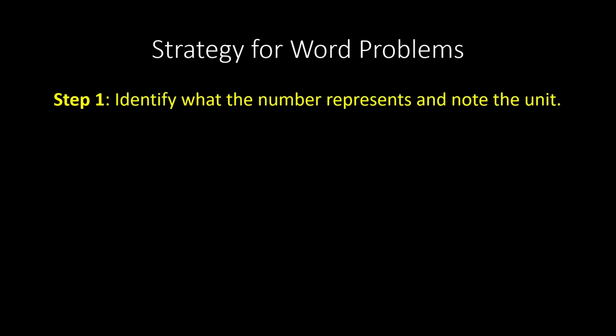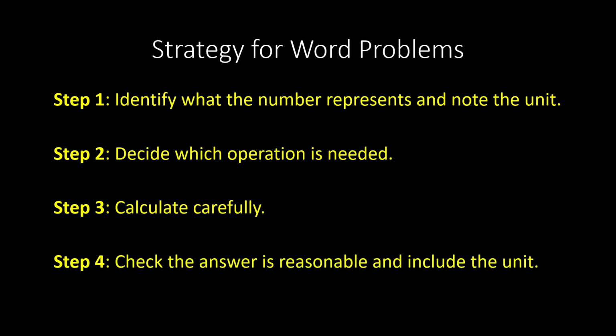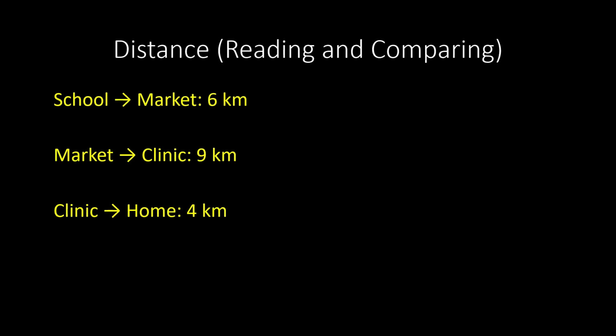When solving real-life problems, use this four-step strategy. Always begin by identifying the unit, because a correct number without the correct unit is incomplete. Secondly, decide which operation is needed. Thirdly, calculate carefully. And finally, check the answer is reasonable and include the unit. Let's take a look at some examples.